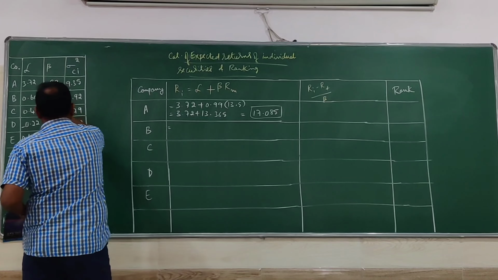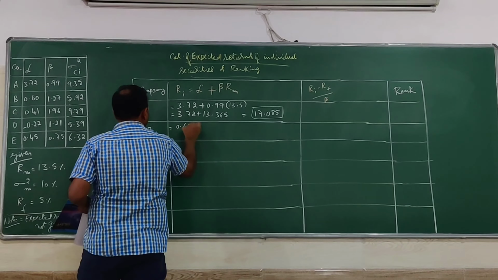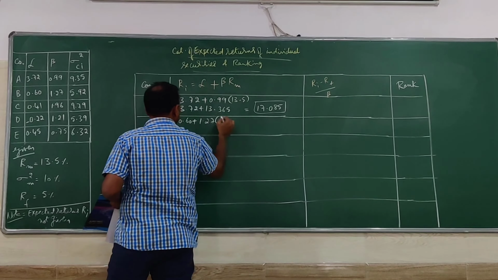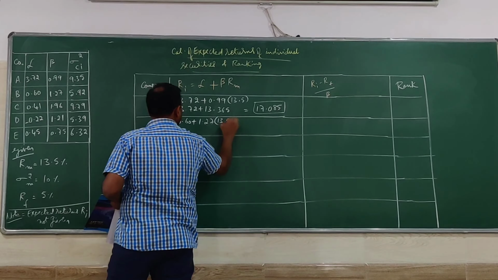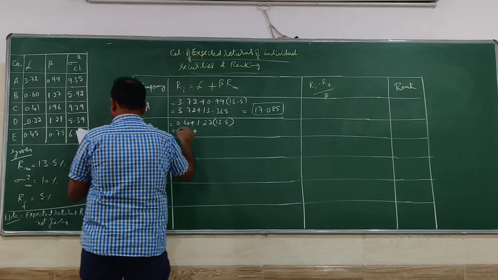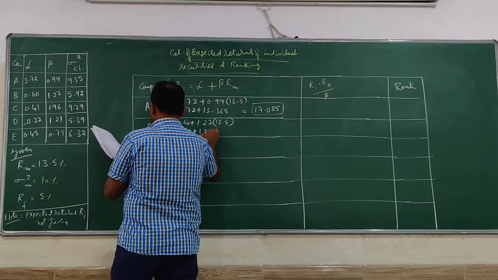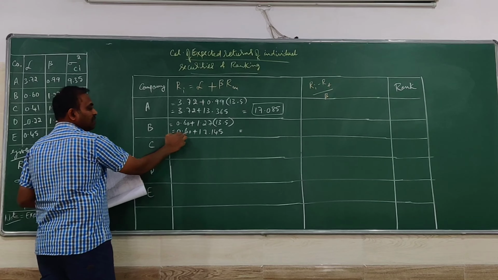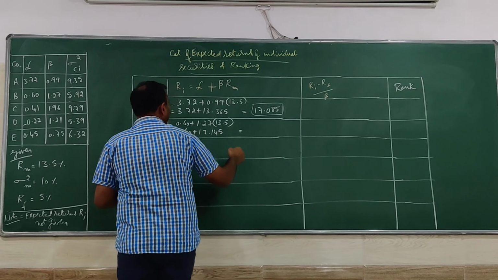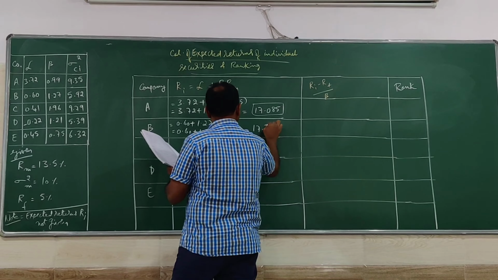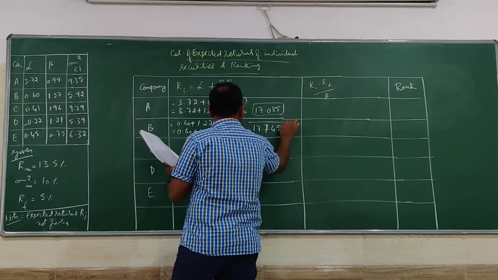Next for B, alpha is 0.60, beta is 1.27 and RM remains the same at 13.5. So I have to multiply 1.27 into 13.5, that is going to be 17.145. So we have to add 0.60 plus 17.145, that gives 17.745.